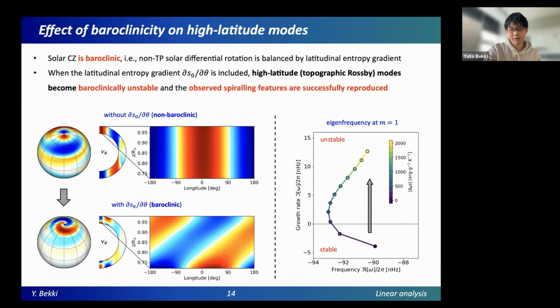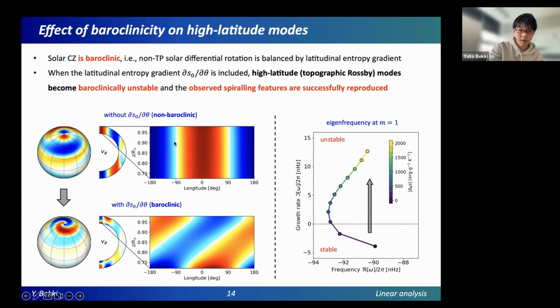The angular velocity is not cylindrical, but slightly inclined, it's conical. So in short, the sun's convection zone should be slightly baroclinic. And we are interested in how this baroclinicity affects the properties of the inertial modes, especially the high latitude modes.